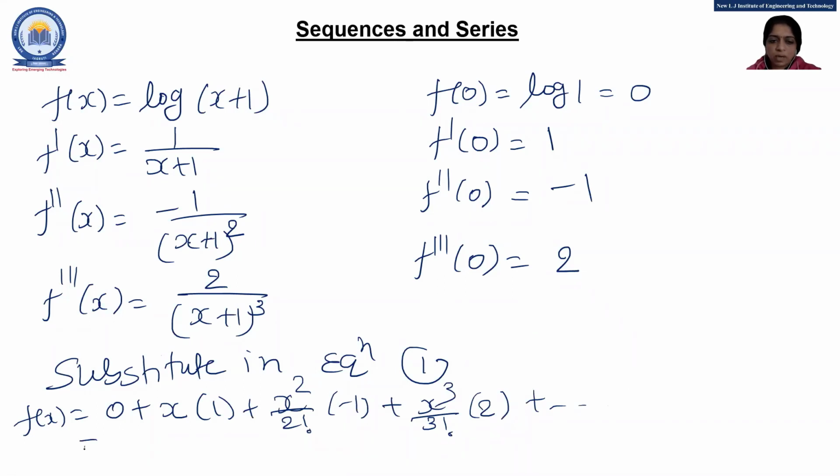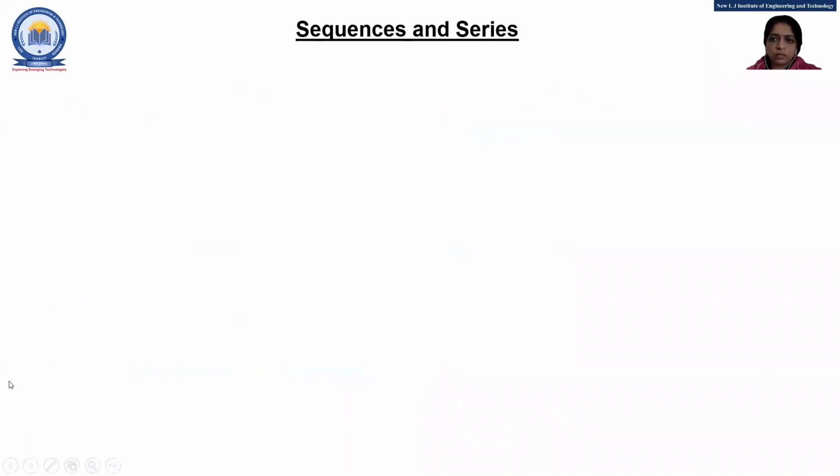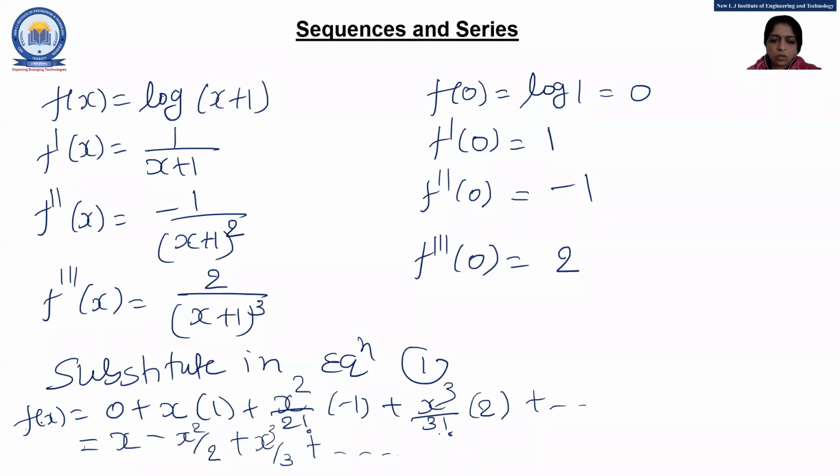So by simplification, my final answer is x, minus x square by 2. Here 3 factorial is 6, so next is x cube by 3, plus and so on. And this f of x is what? Log x plus 1. Our left hand side is log, this one is log x plus 1, right? So any doubt, students, about this Maclaurin series? Any doubt? Let me know in the chat box.